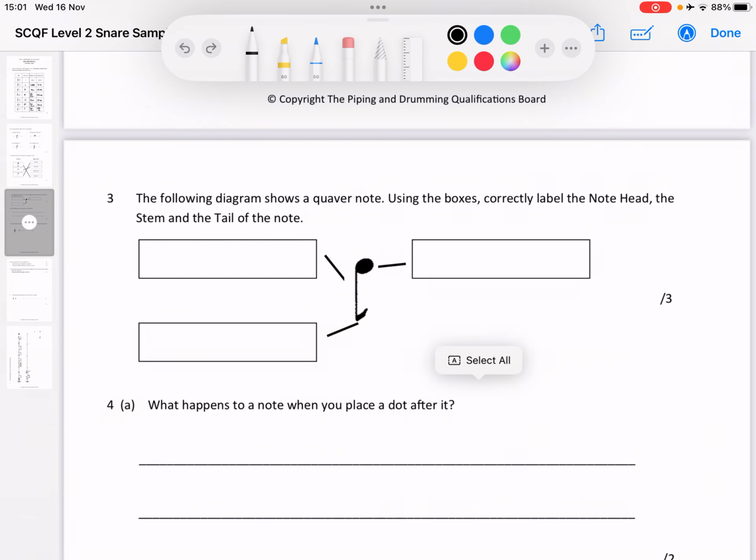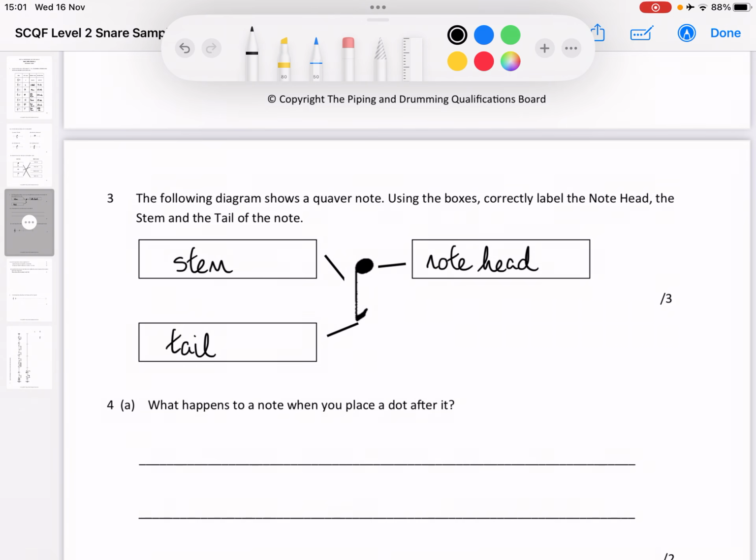So I'm going straight in there and going note head. And the tail is always at the bottom, so I'm going straight in there with the tail. And the only one that you've got left is the stem. By now you should know what all those three are, but I just used method of elimination there and I got there.